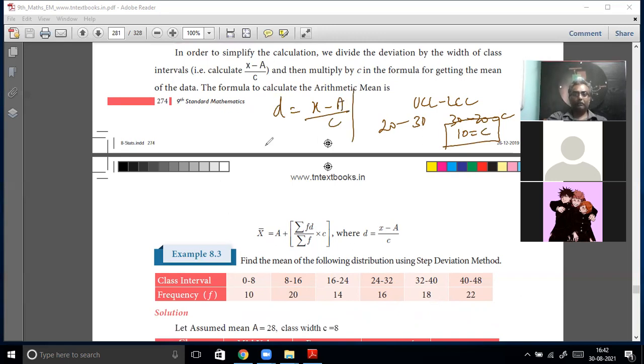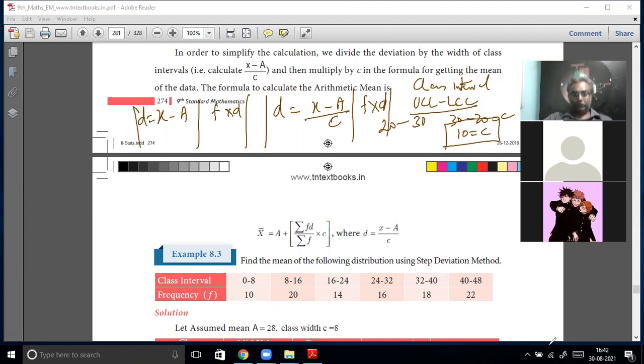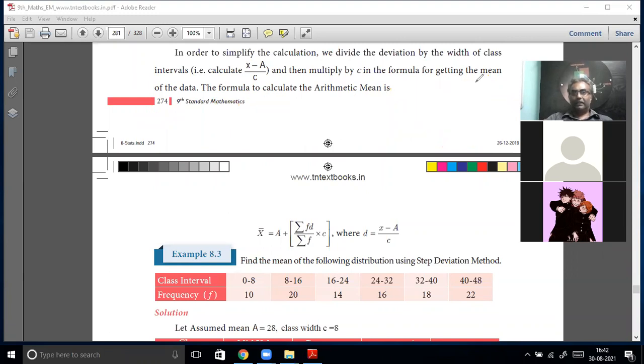So this is the column. In the assumed mean method, you add x minus a, d is equal to that. And then you do f into d. Here, you will again do f into d. But what is d? D is equal to x minus a by c. c is nothing but the class interval, which you easily find out by UCL minus LCL. That's all. Got it? Usually the class interval will be 10, 5 or 8, something like that. Okay, guys? Now let us do this sum, Example 8.3. Easily you will get all the understanding you want here.